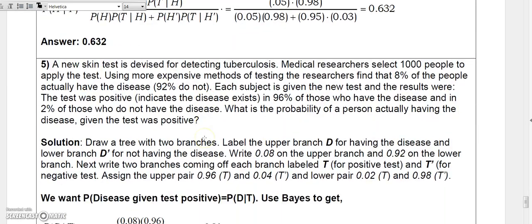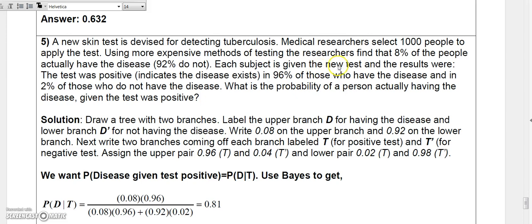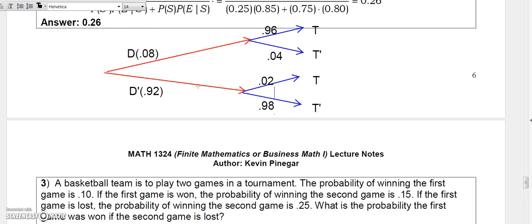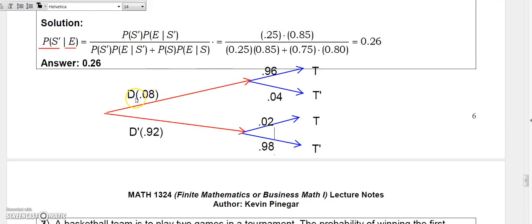Now then go back to each subject was given the test, and it says the test was positive in 96% of those who have the disease and positive in 2% of those that don't have the disease. So in my table of those that have the disease, the test was positive 96% of the time, so it must have been negative 4% of the time. Of those that don't have the disease, the test was positive 2% of the time, so it must have been negative 98% of the time.